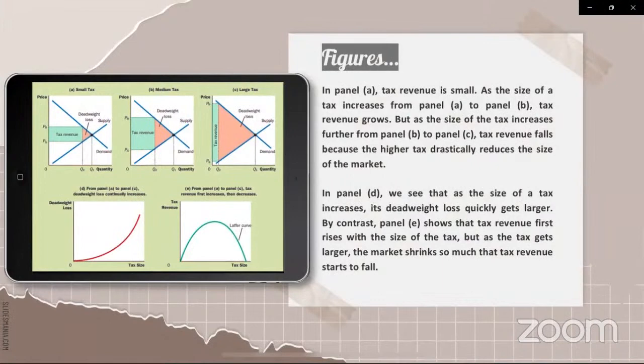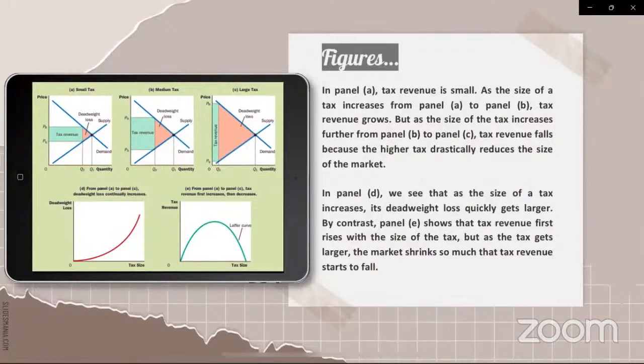For a very large tax, no revenue would be raised because people would stop buying and selling the good altogether. The last two panels of the figure summarize the result. In panel D, we see that as the size of a tax increases, its deadweight loss quickly gets larger. By contrast, panel E shows that tax revenue first rises with the size of the tax, but as the tax gets larger, the market shrinks so much that the tax revenue starts to fall.